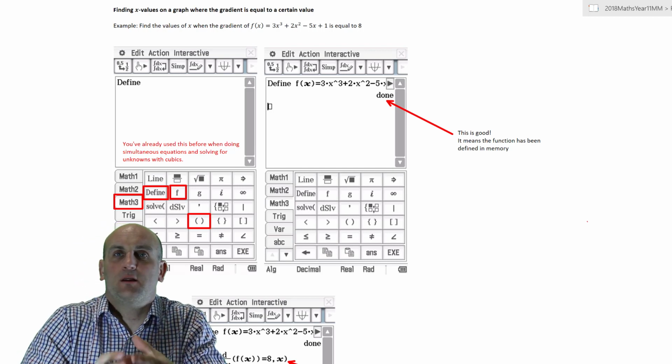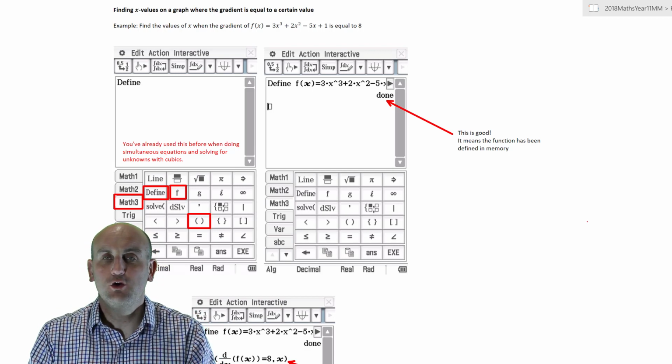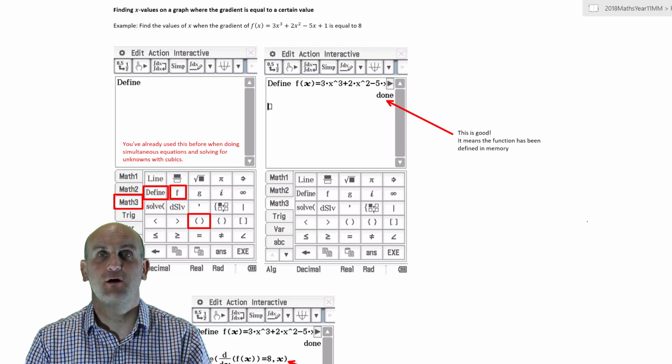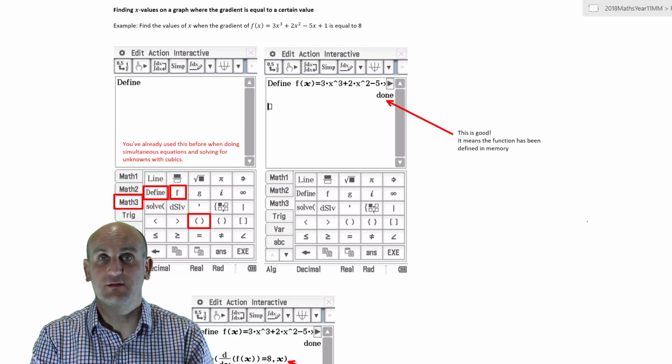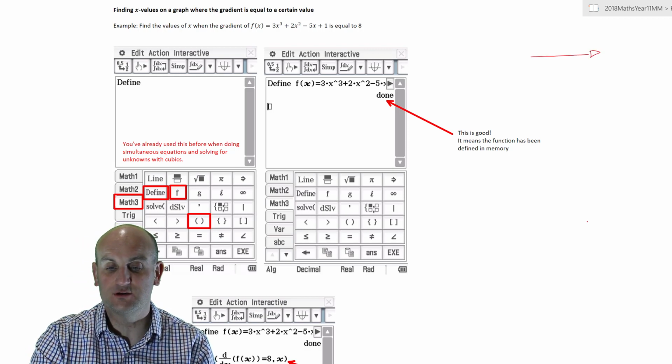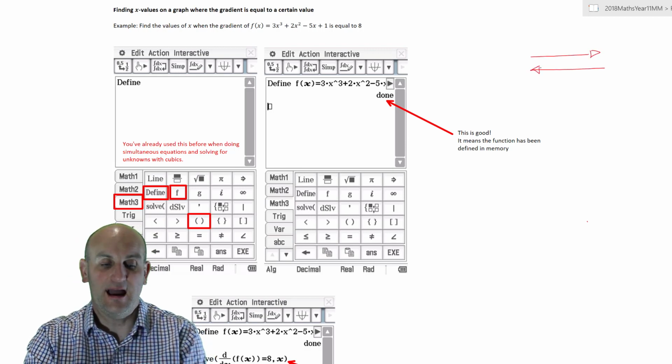Well, this is turning the question on its head. So you're not only being told to differentiate, you're being told to find the value of x given the gradient. You're not finding the gradient, you've been given the gradient. So this is one of those great situations where you're doing maths both forwards and backwards.